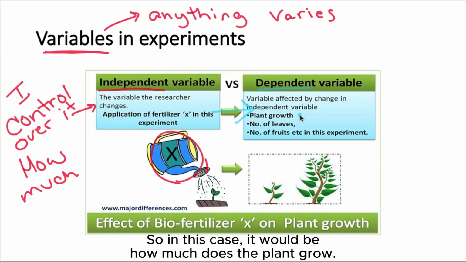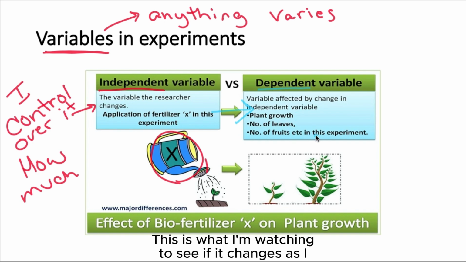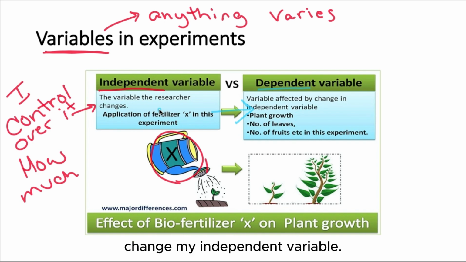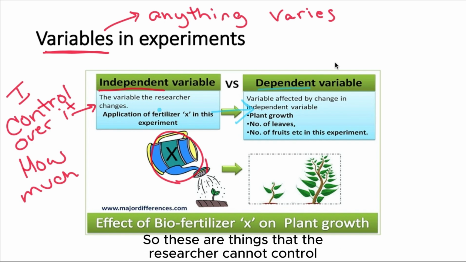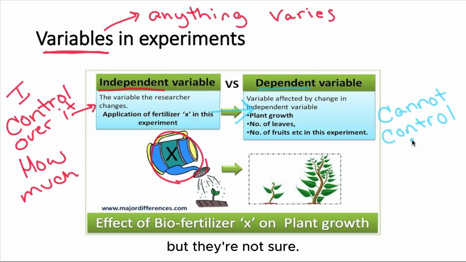So in this case, it would be like, how much does the plant grow? How many leaves does it have? How many fruits does it make? Whatever the case may be. This is what I'm watching to see if it changes as I change my independent variable. So these are things that the researcher cannot control directly. They're hoping to control via the independent, but they're not sure if the independent's going to affect the dependent.